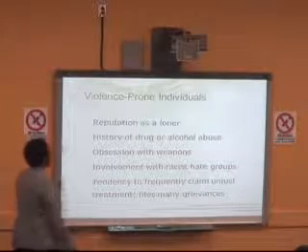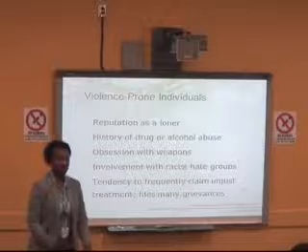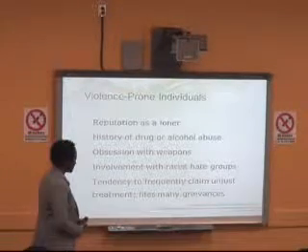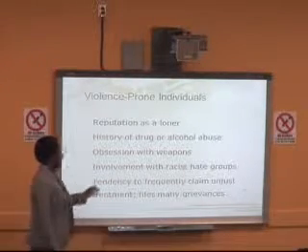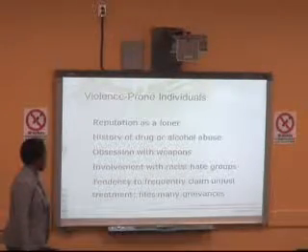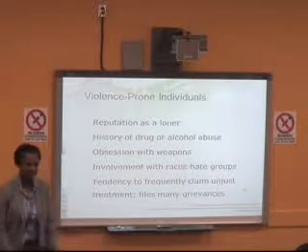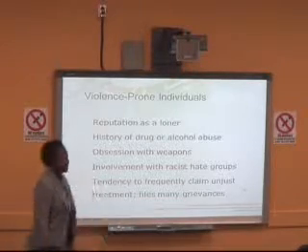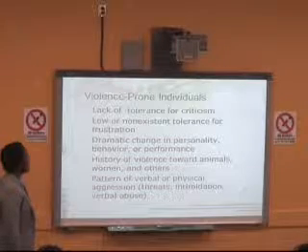Yeah. Who's violence prone? Maybe they have a reputation as a loner. They may be more prone to violence. Maybe they have a history of drug or alcohol abuse. Maybe they're obsessed with weapons, involved with certain hate groups, or have a tendency to always claim that something's not fair or unjust. They complain a lot and file a lot of grievances. These are violence-prone individuals.